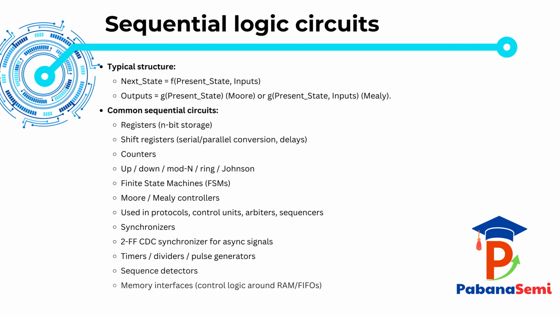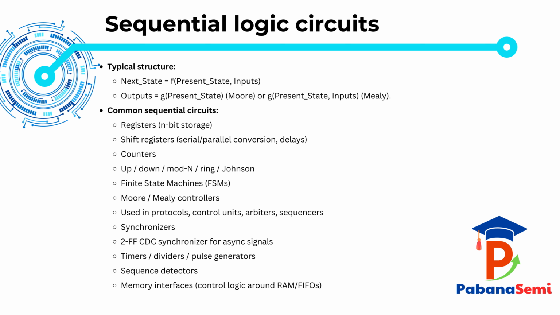Now, let's understand how sequential logic circuits are usually built. First, remember this idea. Sequential circuits have memory. So, the circuit remembers what happened before, and that stored value is called the present state. Typical structure: now, the circuit calculates the next state. We write it like this: next state equals a function of present state and inputs. Meaning, we examine the current stored state, we analyze the current inputs, and then we determine what the next stored value ought to be.